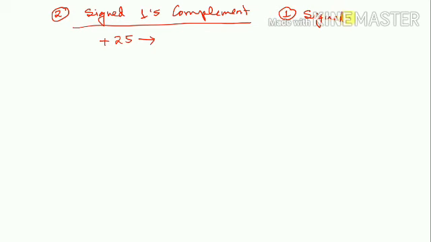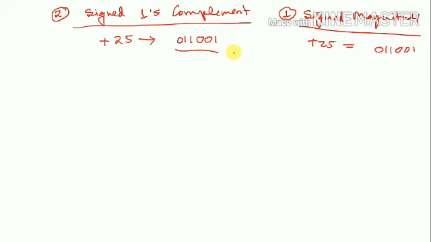So if you represent plus 25 here, in signed magnitude representation 25 was 11001, and that is positive, so it will be 0 in front. In signed one's complement also it will be the same. 25 is 11001, and it is positive, so it is 0. So this representation is the same in signed magnitude as well as signed one's complement.